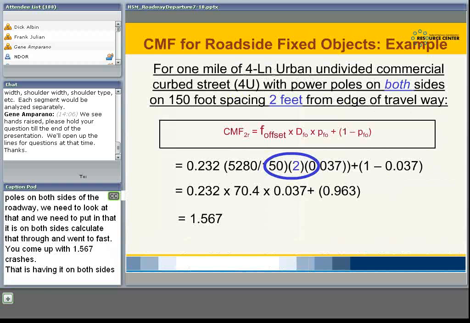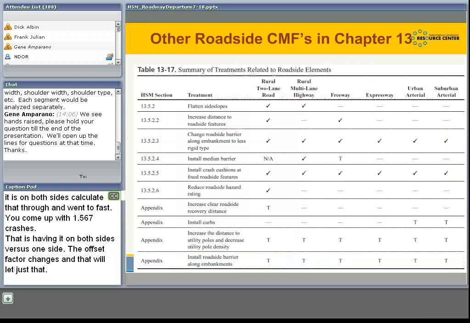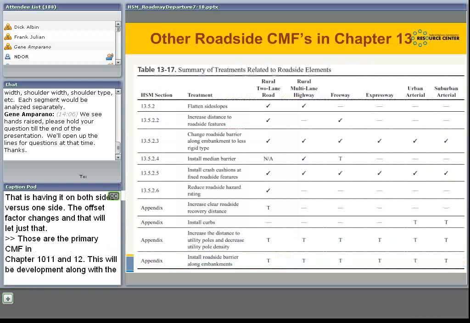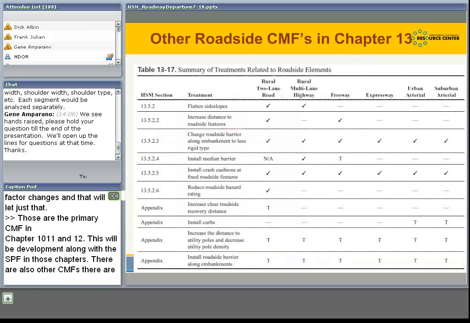So you calculate that through, and I'm sorry, I went too fast, and you come up with 1.567 crashes, or a CMF of 1.567. So that's for having it on both sides versus having it on one side. And the further off you have, your proportion factor, your offset factor changes, and that will adjust that.